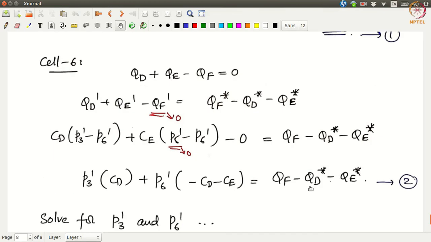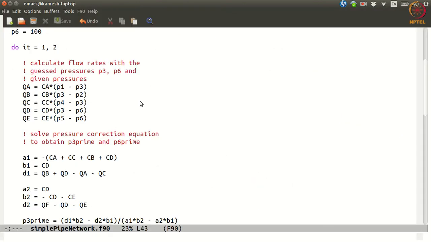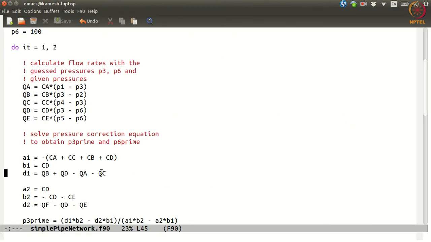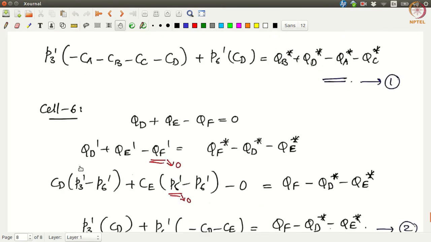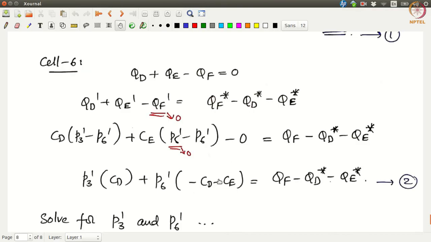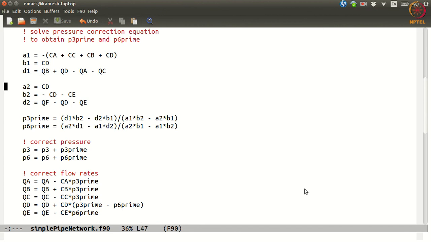A1 is basically minus of CA plus CB plus CC plus CD. So that's what I have here, right? A1 is a minus of CA plus CC plus CB plus CD. Similarly, B1 is your CD, okay? And D1 is your right hand side, that is QB star plus QD star minus QA star minus QC star. These values are taken from here. Then for the second equation, we write the coefficient as A2. So A2 is CD, B2 is minus CD minus CE, and D2 is QF minus QD star minus QE star. Okay, so that is the value. Then of course I have 2 equations, 2 unknowns.